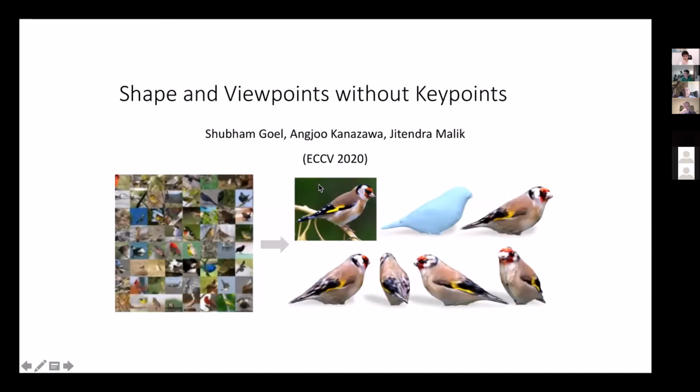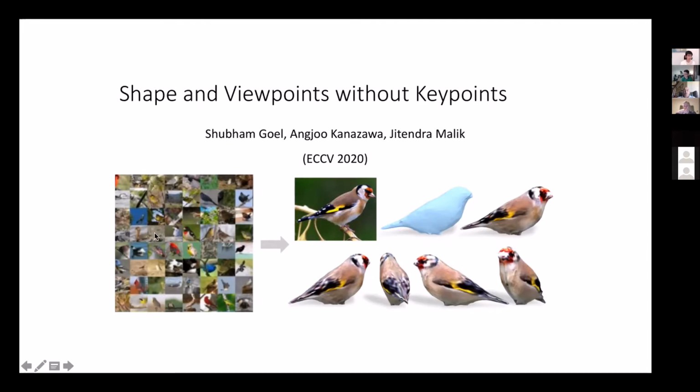So again, this is an area we have worked on for some time. In fact, two of the people who are going to be presenting after me, Angjoo Kanazawa and Shubham Tulsiani, have been at Berkeley, and we have worked together on various problems in this space. I'm just going to show you the result of the last paper in that series. This is from Shubham Goyal, a different Shubham than Shubham Tulsiani, Angjoo and myself.